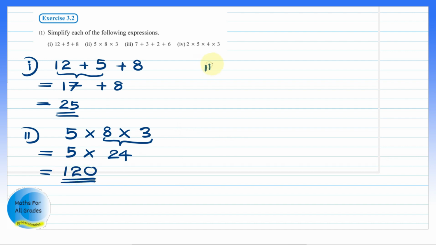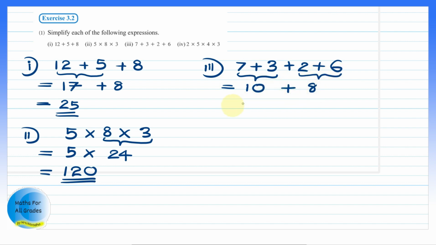Problem number 3. 7 plus 3 plus 2 plus 6. 7 plus 3 equals 10. 2 plus 6 equals 8. Now you have to add 10 and 8. You will get 18 as the final answer.